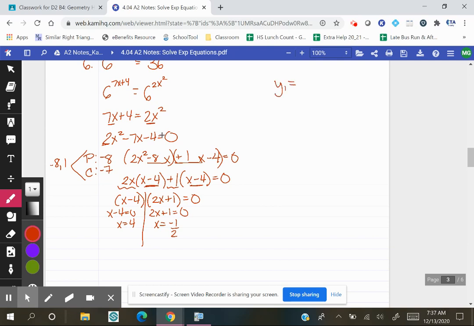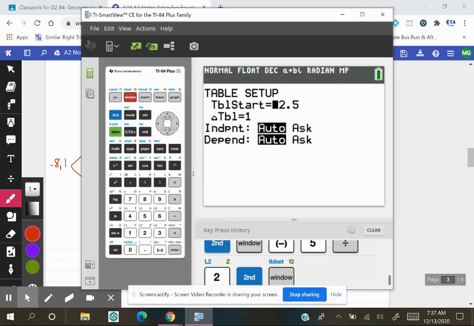Pause the video here, write out your check. I do want to see these checks written out on your notes. So go ahead and do that. For both values, again, you should have two different entries in your table at -1/2 and +4. And for -1/2, you will have to do this second window to start your table at the fraction of -1/2.